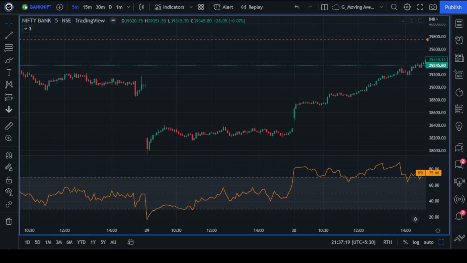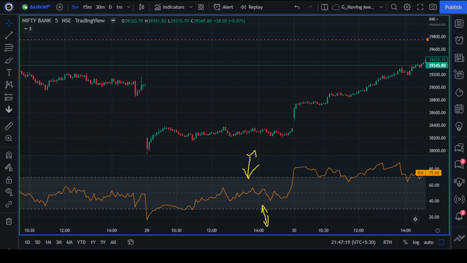This is a Nifty chart in a 5 minute time frame. I use the 5 minute as the time frame for all my intraday trading, and I have already added the RSI indicator here. As we know, the RSI range is from 0 to 100, and the overbought region is from 70 to 100. This is the overbought region, and from 30 to 0 is the oversold region.